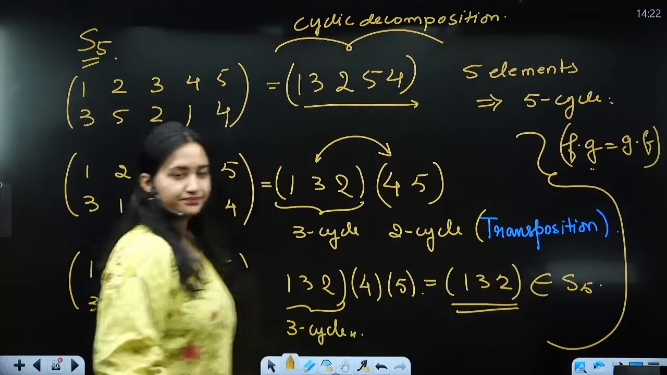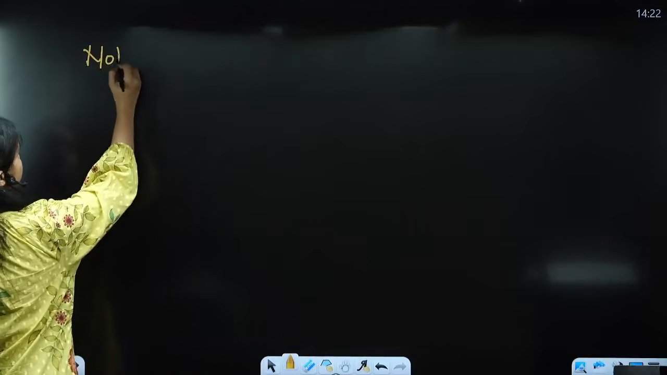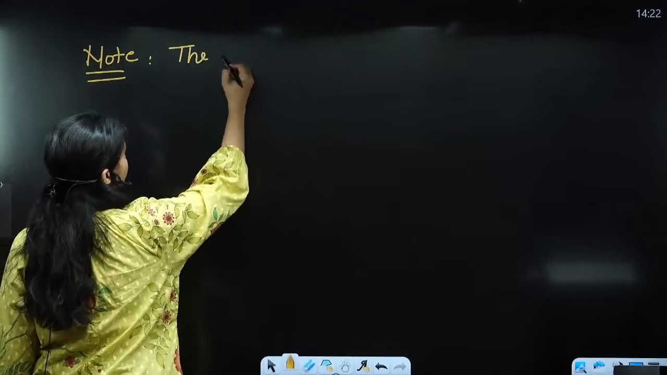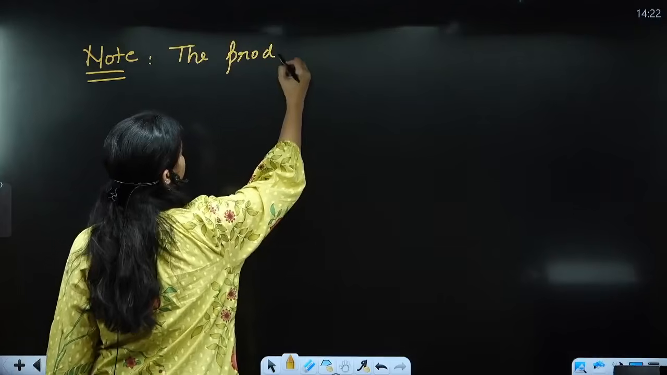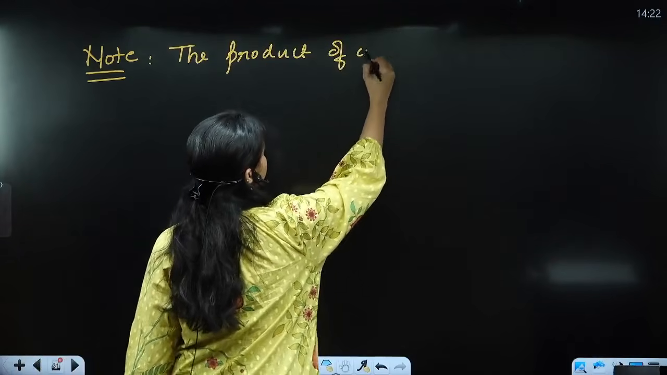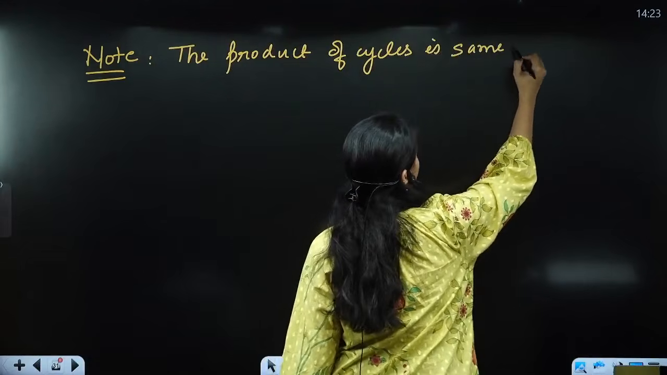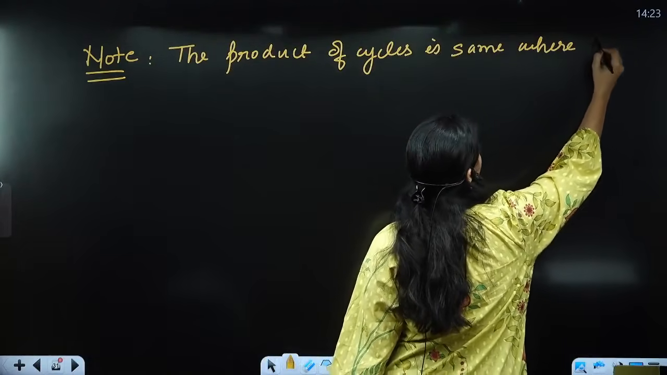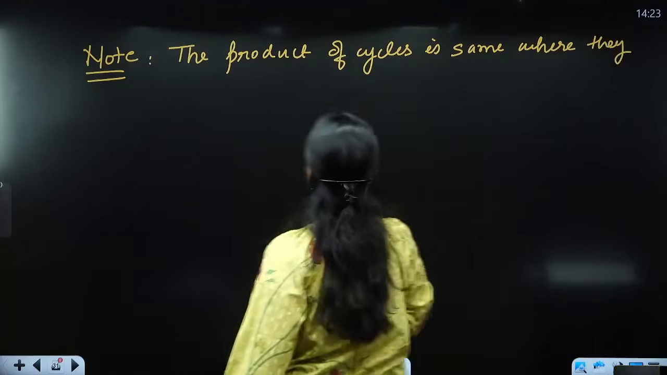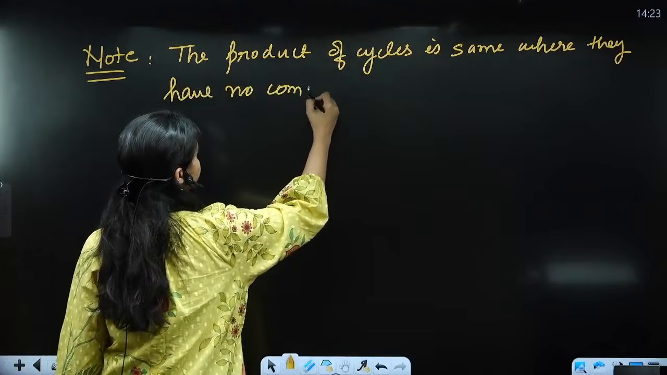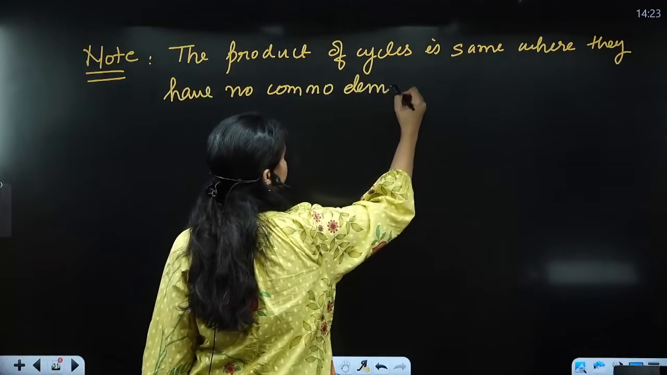Clear? So we can write a result here, or you can just write it as a note that the product of cycles is the same where they have no common element. Clear?